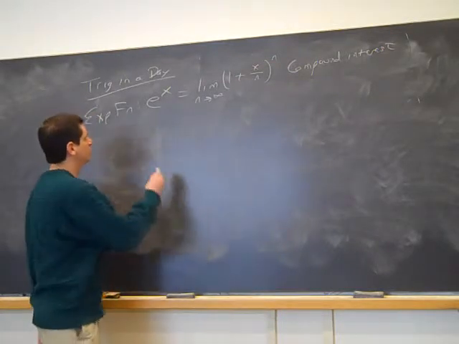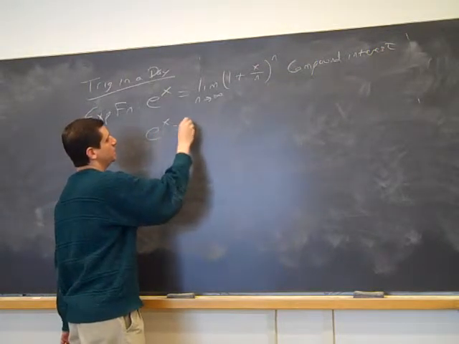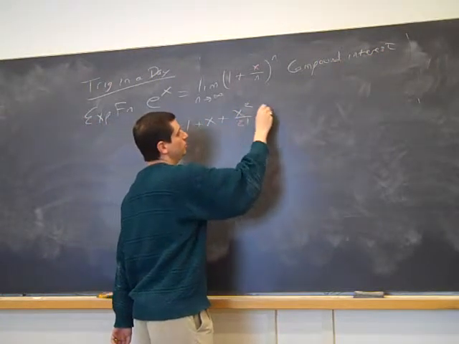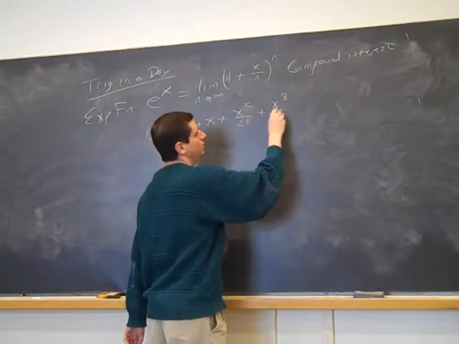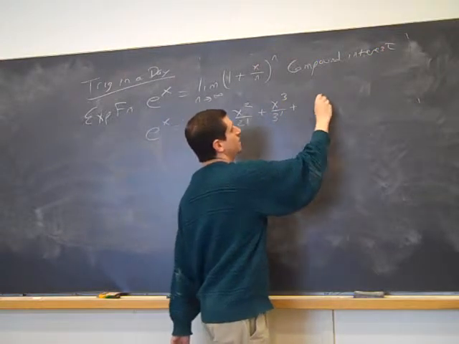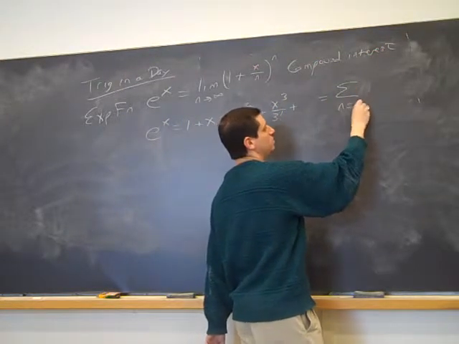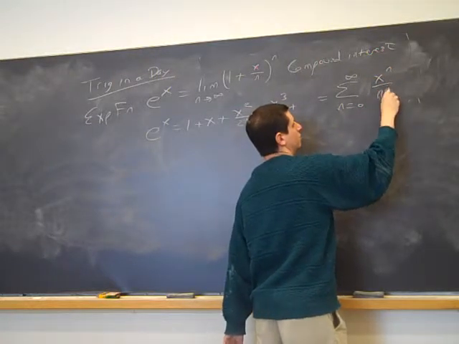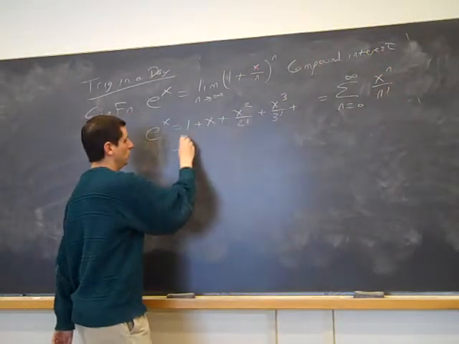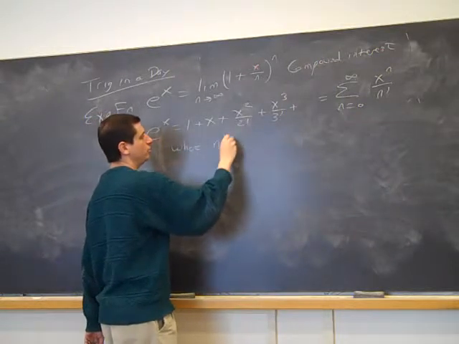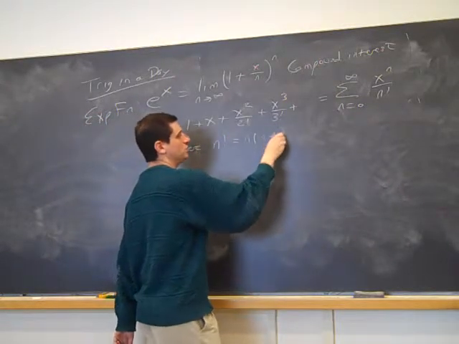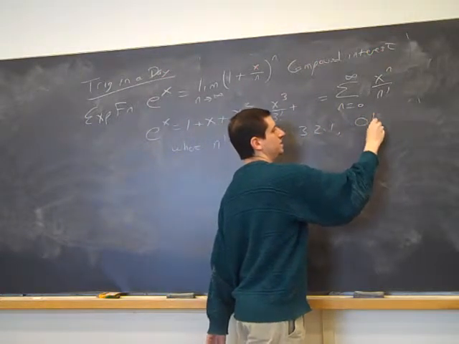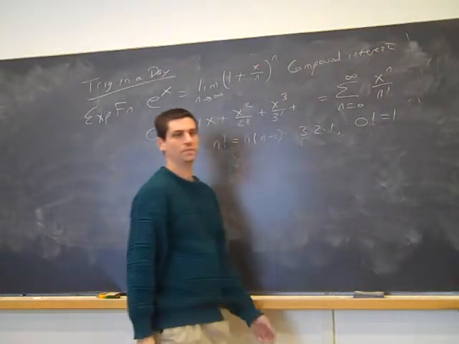Okay, the other approach is the series expansion. e to the x is 1 plus x plus x squared over 2 factorial plus x cubed over 3 factorial plus yada yada yada. It is the sum, n goes from 0 to infinity, of x to the n over n factorial, where n factorial means n times n minus 1 times all the way down to 3 times 2 times 1, and we set 0 factorial equal to 1.